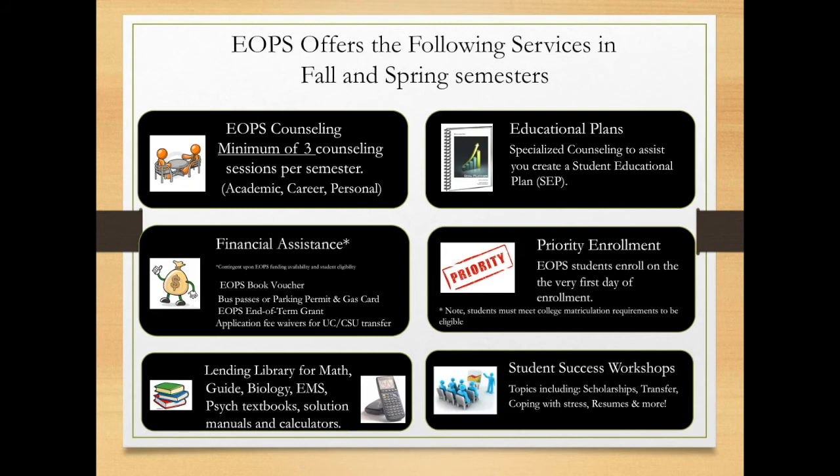We also offer optional student success workshops. So these are workshops that complement the theory that you're learning in your classes. We're going to be doing workshops on how to transfer to the UCs, how to transfer to the CSUs, how to apply for scholarships, coping with stress, writing resumes. There's about 20 different workshops that we offer every semester. And when you come in during the first week of the semester, we'll give you a handout that lists all the workshops for the whole semester, and then you can pick and choose which ones you would like to attend.